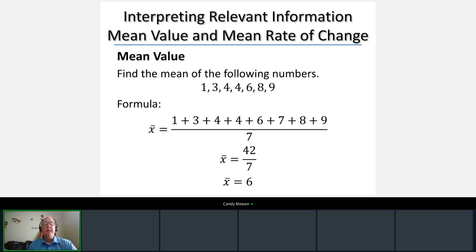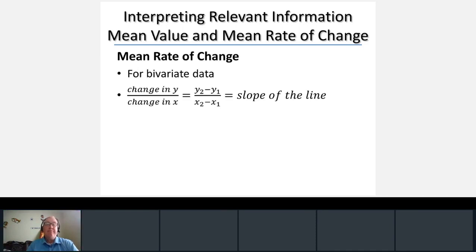The mean: add them all together. There are 7 pieces of data. 42 is the sum, divided by the pieces of data, which is 7. X bar, or the mean, is 6.